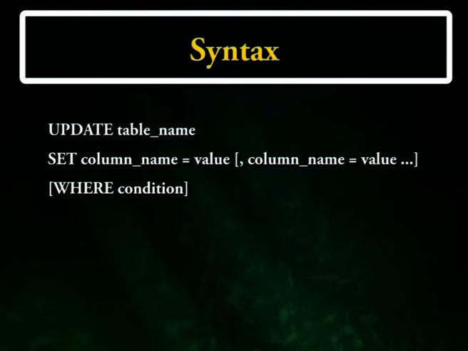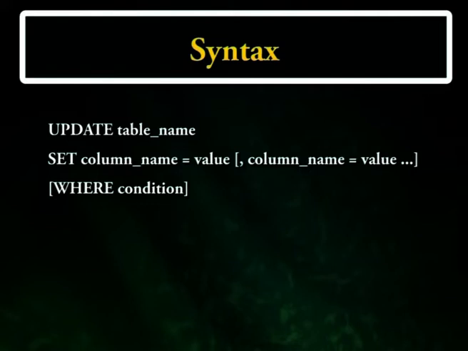The set keyword is used to overwrite the previous value of the field with a new value. Column name specifies the name of the column whose value is to be updated, and the value is used to give the new value for the column specified in the column name parameter.